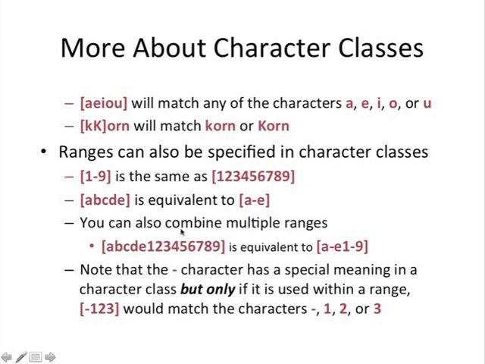Also, we can combine a range from the alphabet with a range from the digits. So we say the range from A to E and from 1 to 9. But be careful with that, because if you write this other notation, it has nothing to do with a range. It will be 4 different characters. So always be careful with that.